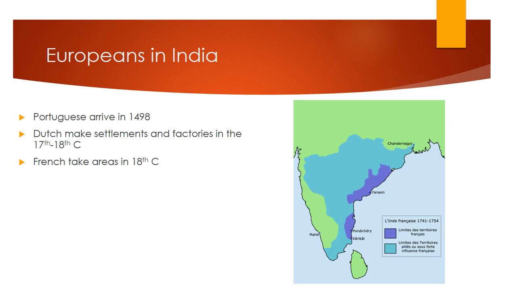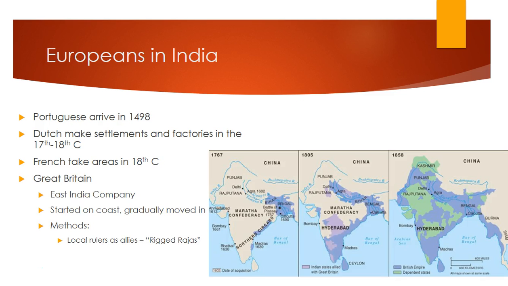The French began to take areas in the 18th century, and we can see here the French holdings right along here, and then the allies of the French just beyond them. But eventually these three countries lost most of their territory and a lot of their influence in India to another European power, Great Britain.